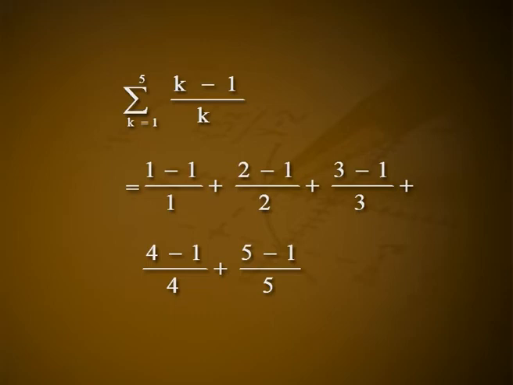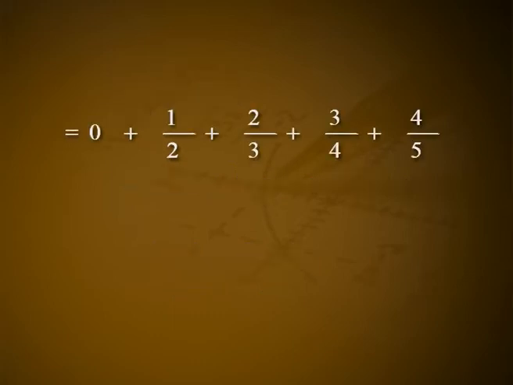plus 2 minus 1 by 2 plus 3 minus 1 by 3 plus 4 minus 1 by 4 plus 5 minus 1 by 5, which is equal to 0 plus 1 by 2 plus 2 by 3 plus 3 by 4 plus 4 by 5, which is equal to 1 by 2 plus 2 by 3 plus 3 by 4 plus 4 by 5.